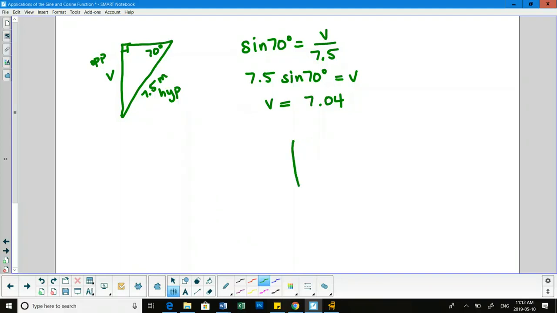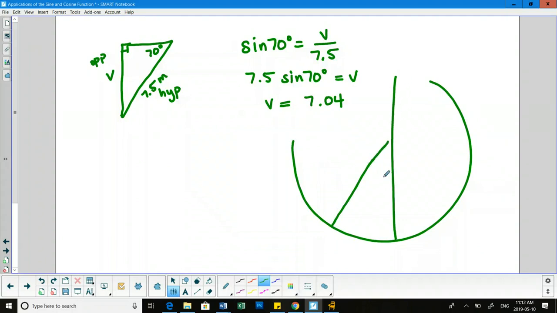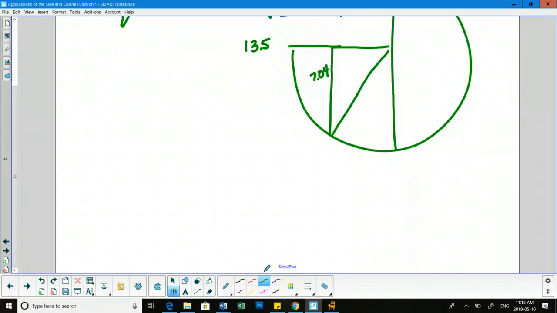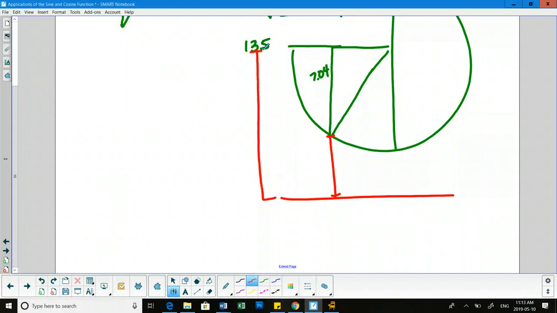So again, just to remind you, if this was our circle, we had our triangle that we set up, like so. And this was 13.5 meters. So if this is 7.04, I'm actually interested in how far we are above the ground here. So how can I find this little height right here, if I know this whole thing is 13.5?